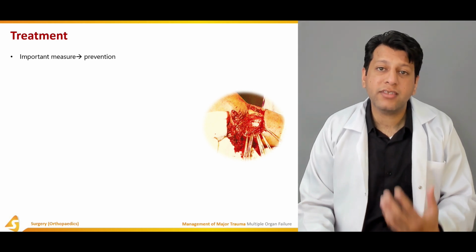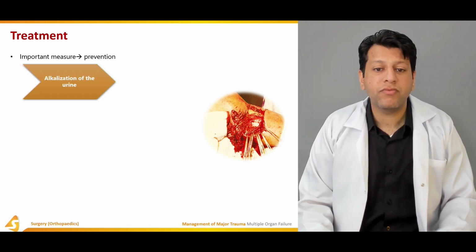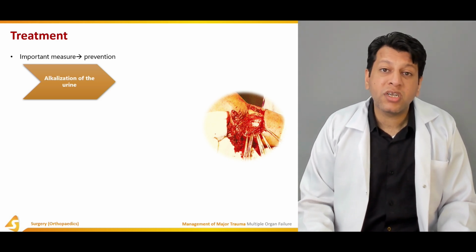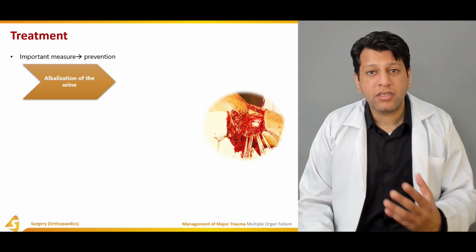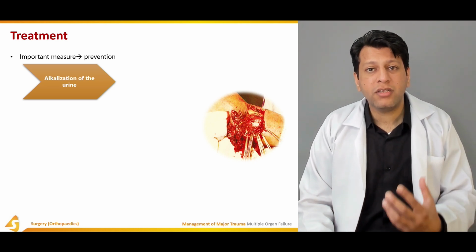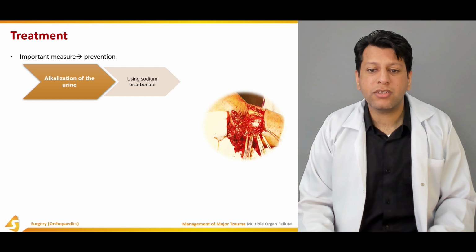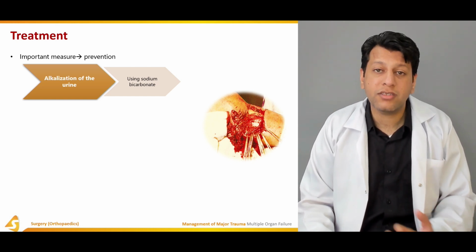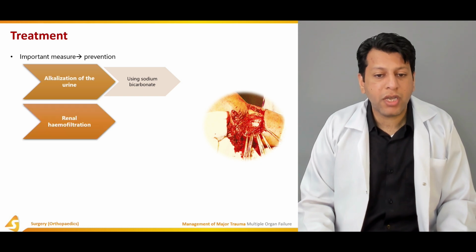If it has happened, then what we can do is use alkalinization of the urine. Why? Because sometimes it's associated with acidosis as well. There's rhabdomyolysis, there's traumatic injury, there's renal failure, and acidosis. So acidosis can be prevented by alkalizing the urine by use of sodium bicarbonate.